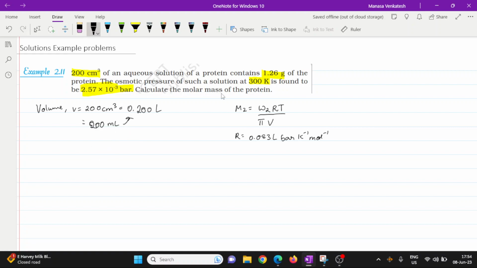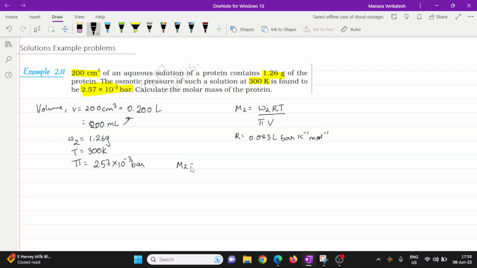The next one we have is the mass of the protein. So W2 is equal to 1.26 grams. We've been given the value of temperature, that is T, 300 Kelvin. The last one is the value of pi, the osmotic pressure of the solution, that is 2.57 into 10 to the power minus 3 bar. So we are going to be substituting all of these values in this equation.